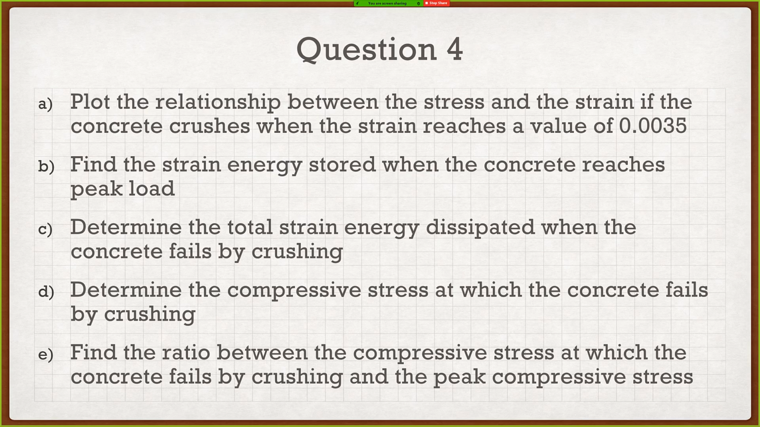Moving on to part D, it says determine the compressive stress at which the concrete fails. That's easy. All we have to do is substitute the strain value at which it crushes, and the equation will give us the corresponding stress. So part D, easiest question you guys can find. And finally, part E says find the ratio between the compressive stress at which the concrete fails by crushing and the peak compressive stress. All we have to do is take our answer from part D divided by the peak compressive stress. We're good to go.